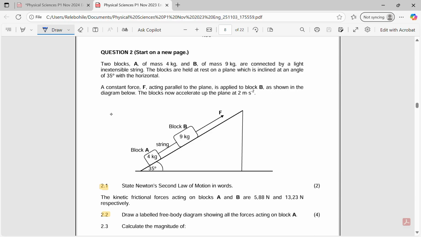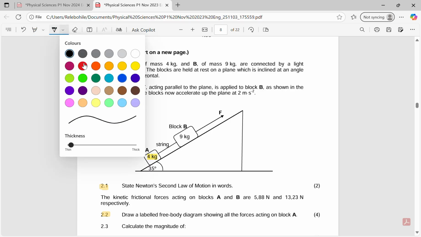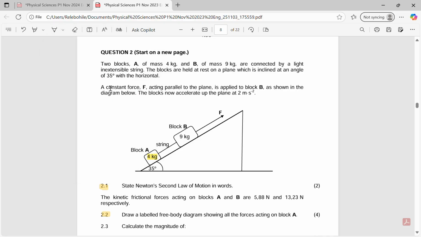Okay, so the block that we are being asked to draw a free body diagram for is this one, the 4 kg block. So that's what I'm going to do. But I will also draw the free body diagram of the 9 kg block for your convenience, guys, because we are revising after all here. So I'm going to have my 4 kg block like that, and since it's on an incline, this is how it's going to be.